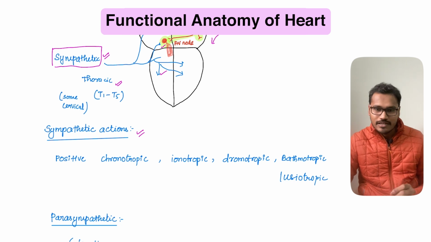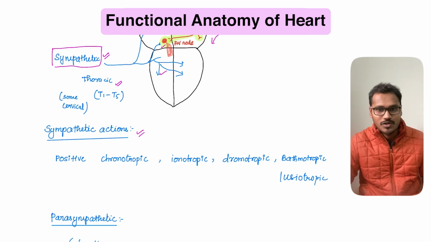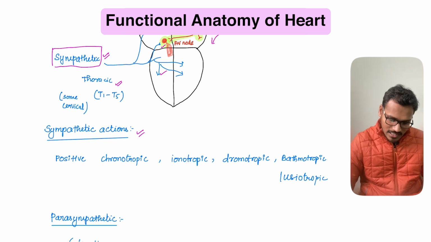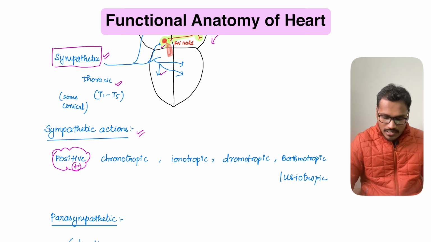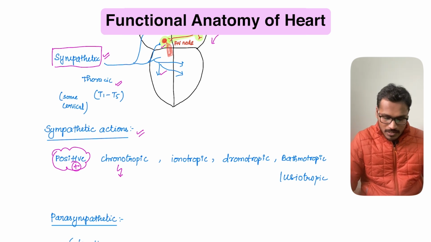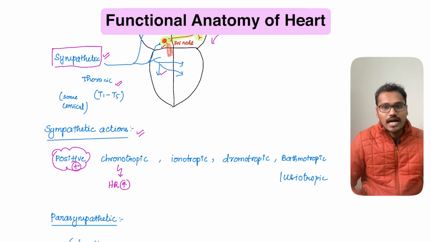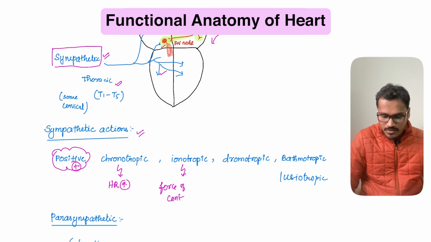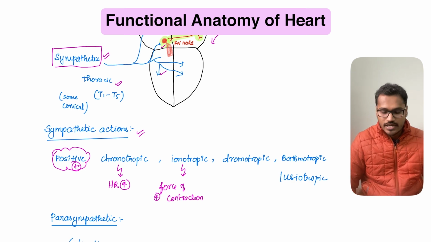So all these effects have specific names which we must try to understand. So it will have positive. Positive means it is going to impact it in a positive manner and increase it. Positive chronotropic effect. We are talking about sympathetic. Chronotropic means the heart rate. There is an increase in heart rate. Then inotropic means force of contraction. So there is going to be an increase in force of contraction.